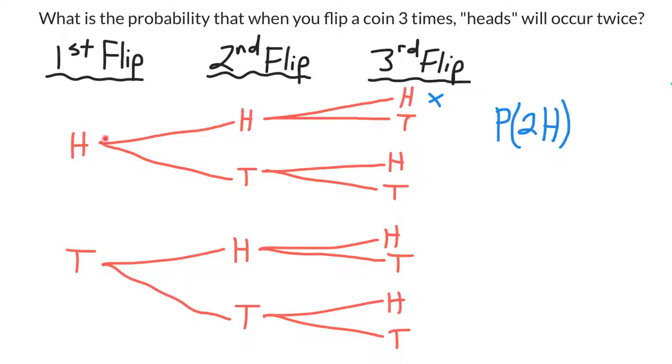Or we could go heads, heads, then tails. Well, if we follow that pathway, we get heads twice. If we follow the next pathway, heads, tails, heads, well, that's a total of 2 heads. The next pathway, heads, tails, tails, that's only 1 head. And we can keep doing that for all the different pathways. So you can see there are 3 outcomes that give 2 heads, and the rest don't. So the probability of flipping a coin 3 times and getting heads twice is 3 out of 8.